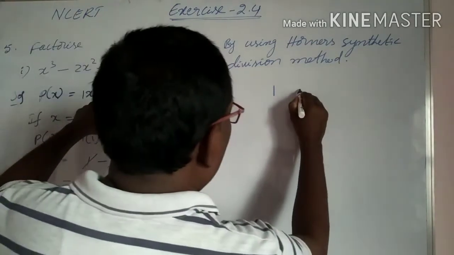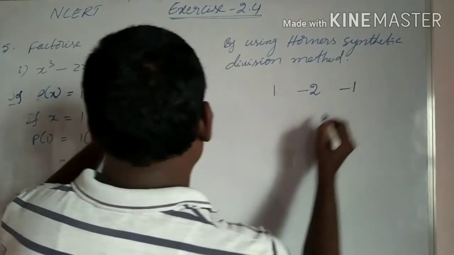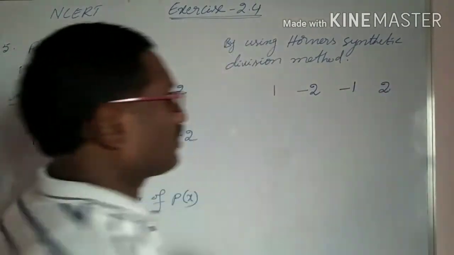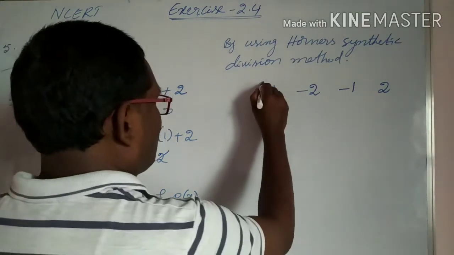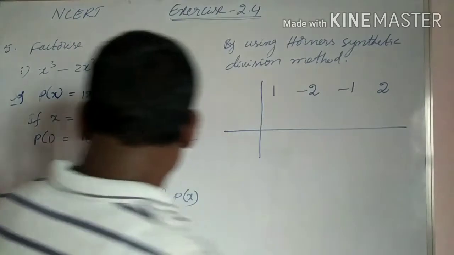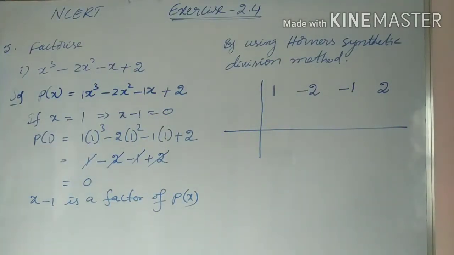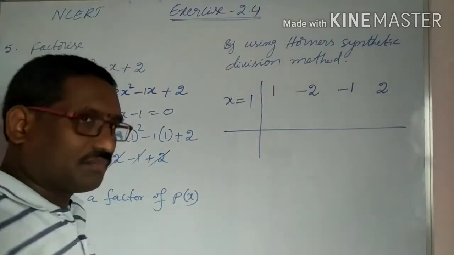Next, what is that? Minus 2. Next one, minus 1. Here 2. You write all the coefficients. Next, do like this. What is the first one? X is equal to how much here? X is equal to 1 is a factor. So x is equal to 1, write down.